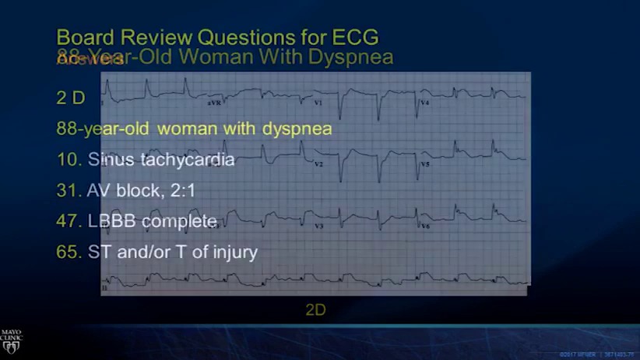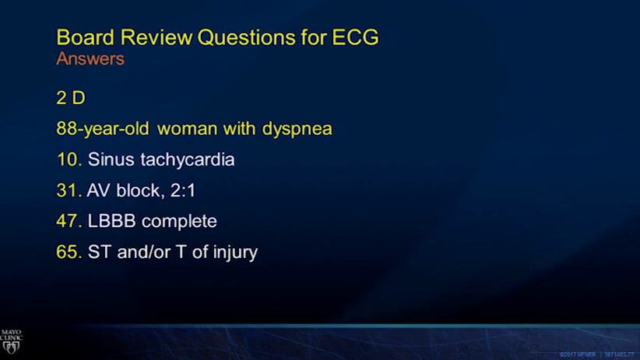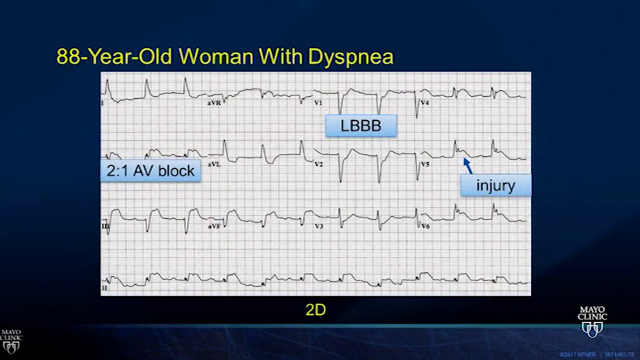Okay, so this is what I thought. Sinus tachycardia, AV block 2-to-1, left bundle branch block complete, and ST and/or T wave of injury. So, yeah, again, this is the obvious finding, the injury pattern.